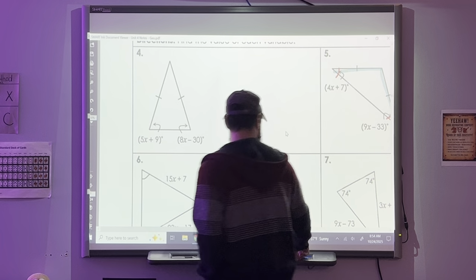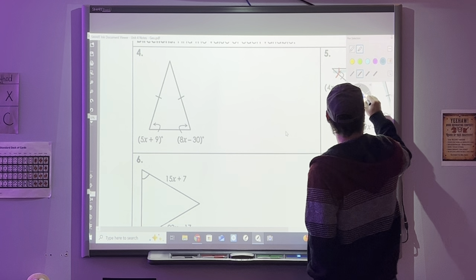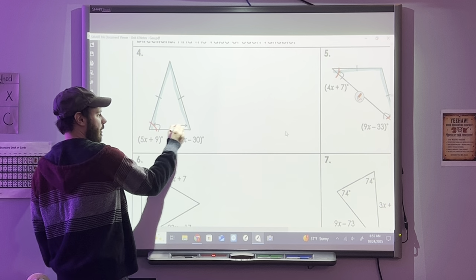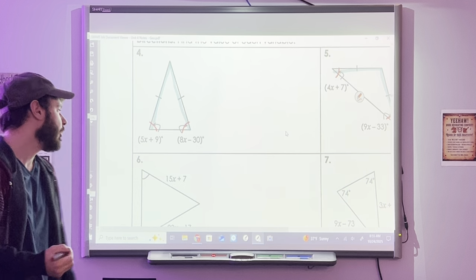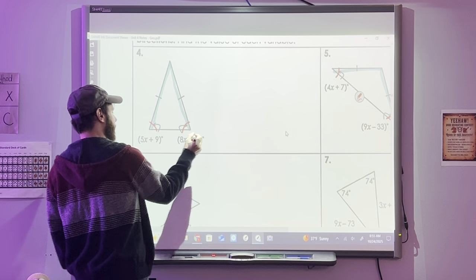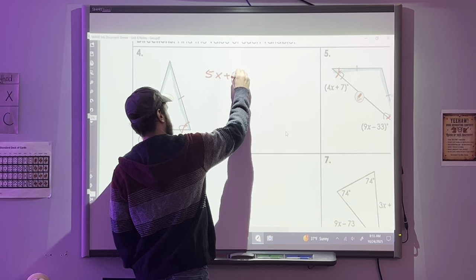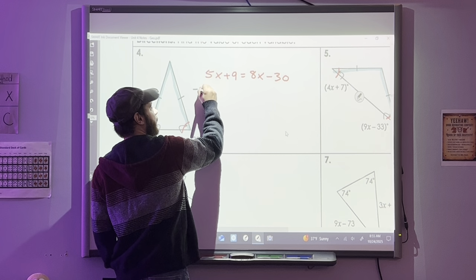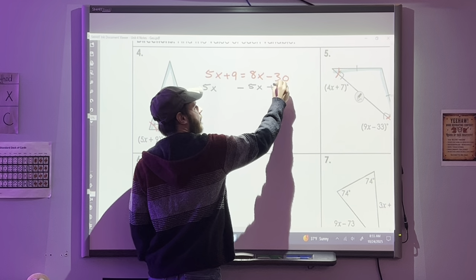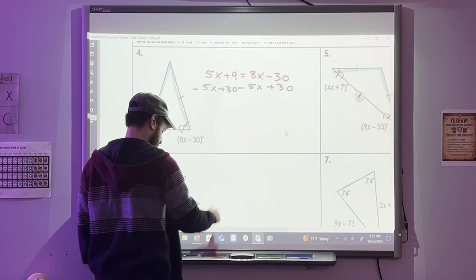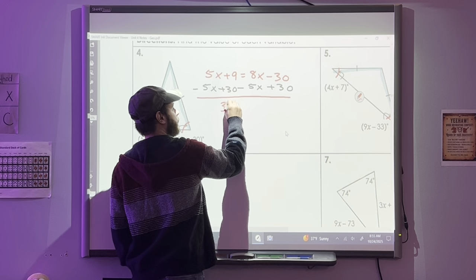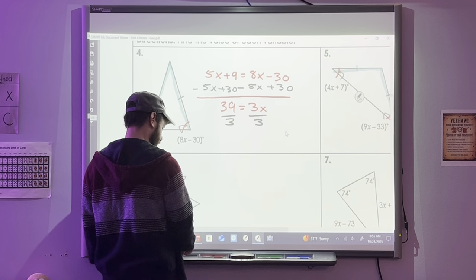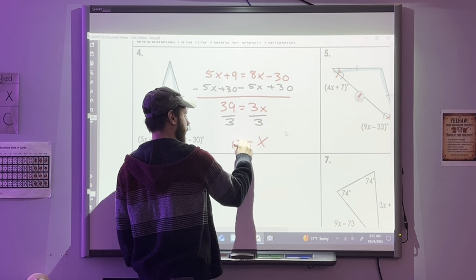Over here, okay, very similar setup. A lot of this might get a little boring doing the same thing over and over again. But it's important that we get the process, okay? We need to know what sides are congruent to each other. These angles match. 5x plus 9 equals 8x minus 30. Move the smaller variable, give something back. Divide. Same steps every time. The steps don't change.